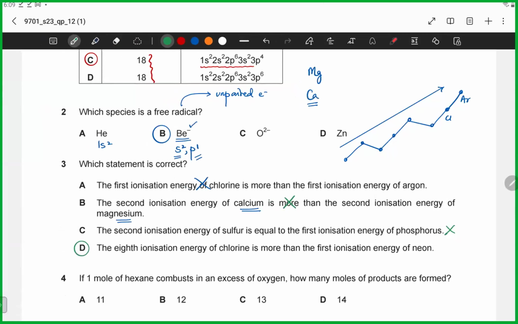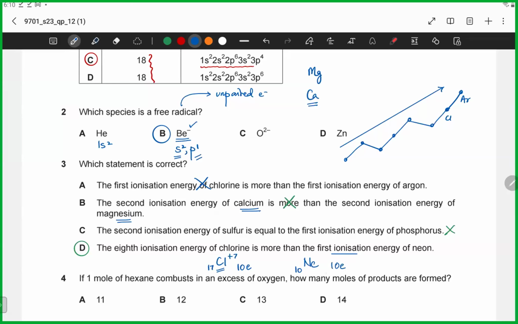What is D? The eighth ionization energy of chlorine is more than the first ionization energy of neon. Which is true because 8 ka kya matlab hai ki it means that Cl is already +7, right? So you're trying to remove electrons from Cl+7. Neon's first ionization energy means you're removing electrons from a neon atom, right? So what is the electronic configuration of Cl over here? It has 17 electrons, but +7 means that it will have 10 electrons, right? Neon ka jo proton number hai, that is 10, and you're removing the first electron, so it also has 10 electrons, right?